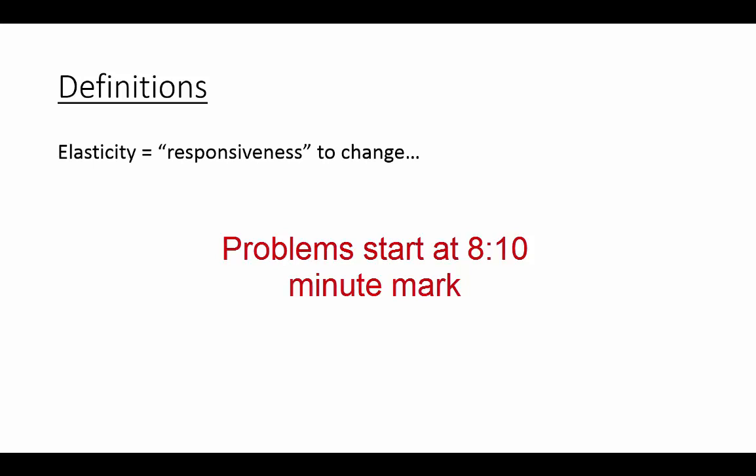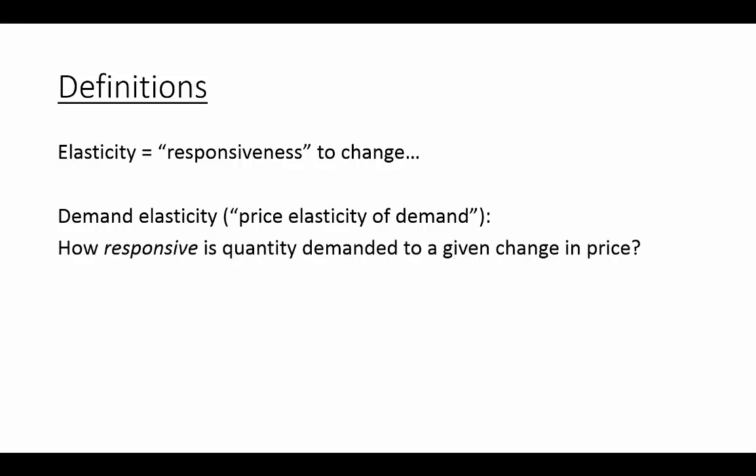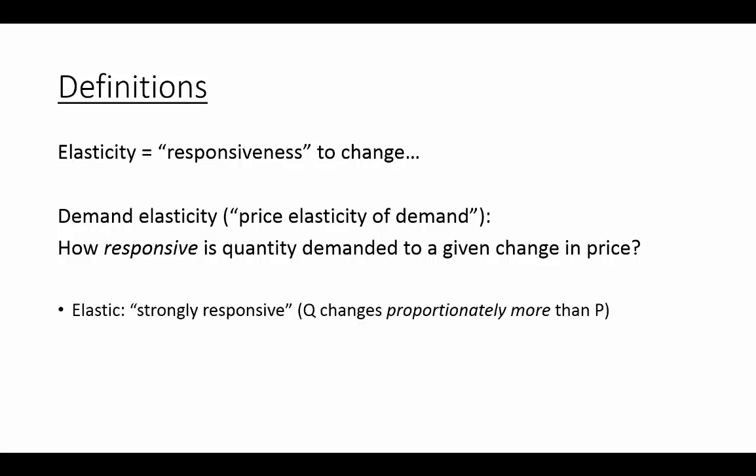Now, elasticity simply refers to the responsiveness to change. And when we're talking about demand elasticity, or technically speaking, the price elasticity of demand, we're talking about how responsive is quantity demanded to a given change in price. We know because the demand curve slopes down that when price goes up, quantity goes down, but we want to know how much. And elasticities of demand can be labeled elastic or strongly responsive. That means the quantity changes proportionately more than the price. So if the price goes up by, let's say, 50%, quantity might go down by something like 90%. That would be elastic, strongly responsive.